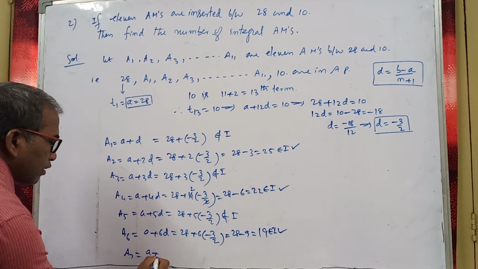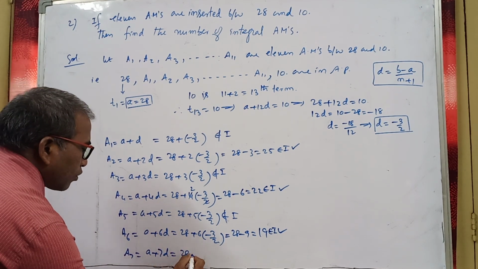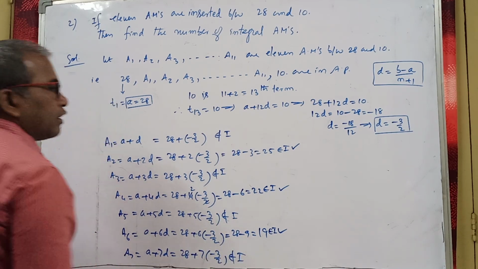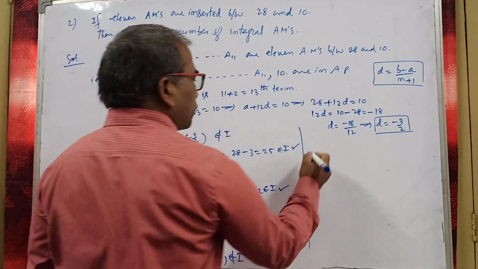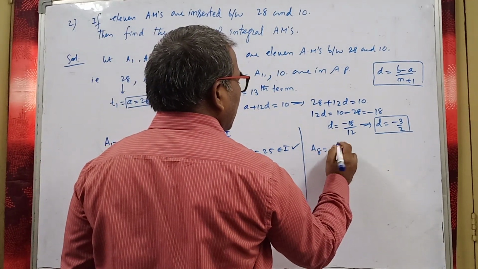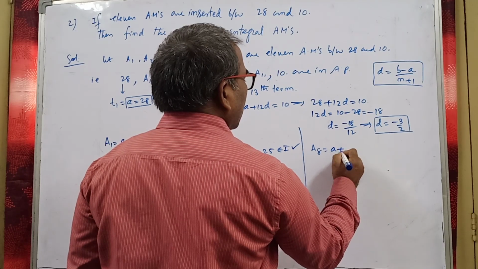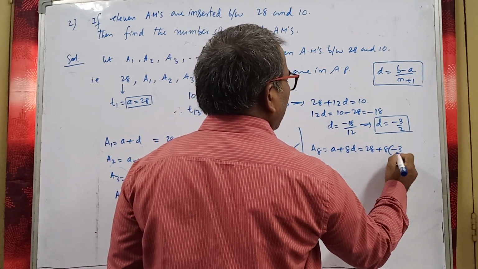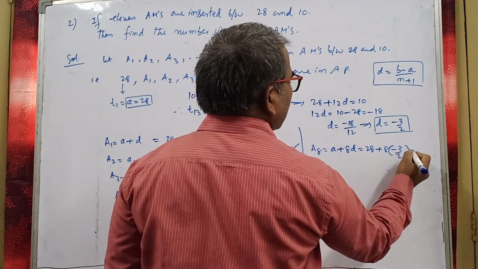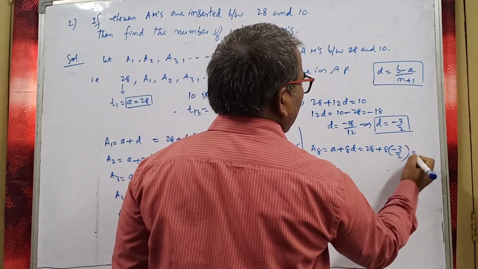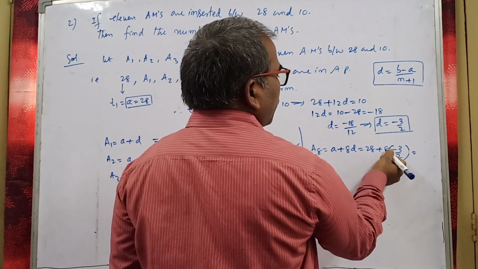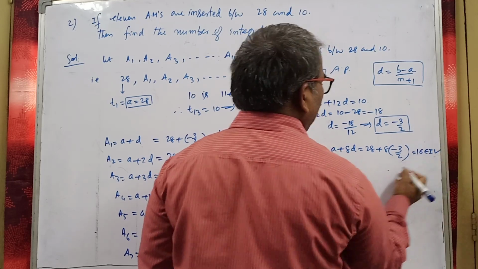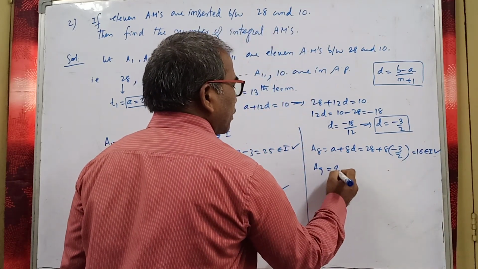A7. A plus 7D. 28 plus 7 into minus 3 by 2. This is a fraction. Not belonging to integers. It is not counted. Now come to A8. A plus 8D. A means 28. D means minus 3 by 2. The 2 cancels 4 times. 4 threes are 12. 28 minus 12 is 16. So it belongs to I. This is counted.